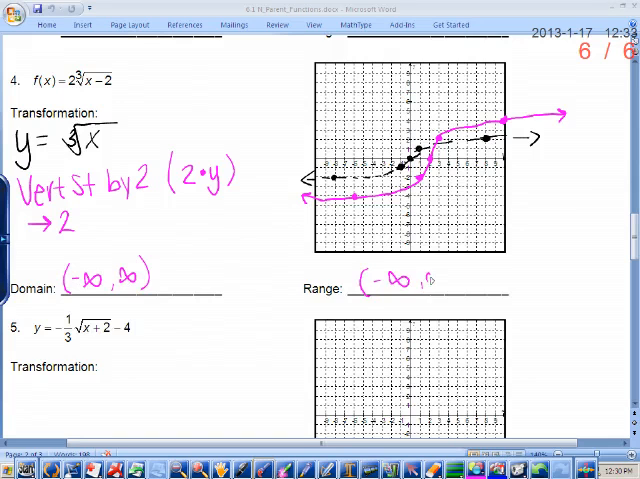Will the domain and range of a cube root function ever not be all real numbers? Ever? No. It's always going to be all real numbers. No transformations can change that. So is there ever a reason to miss the domain and range on a cube root function? No. Fill it in.